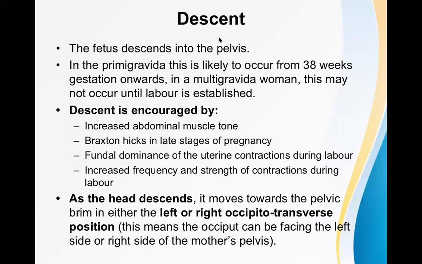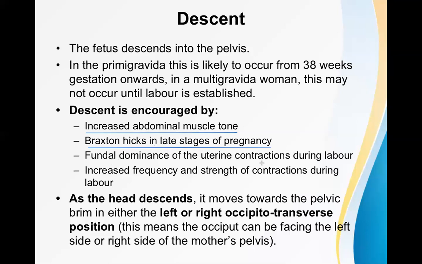Let's explain this now. Increased abdominal muscle tone, Braxton Hicks contraction in late stages of pregnancy. What do you mean by Braxton Hicks contraction? It's uterine contraction. Exactly, it's a rhythmic contraction of the uterus, okay? Just the term is different, Braxton Hicks contraction, which is regular towards the late stage of the pregnancy.